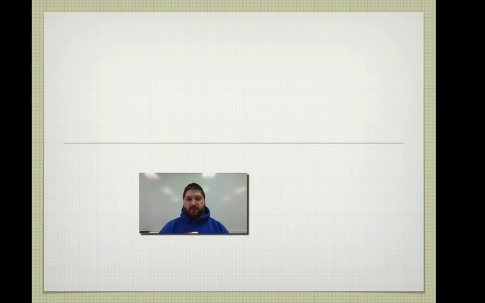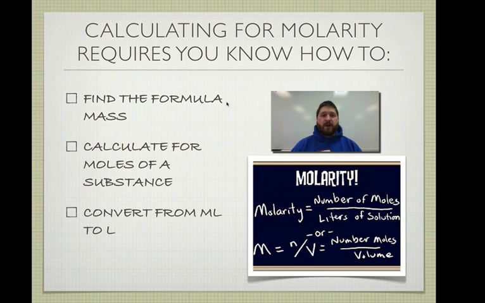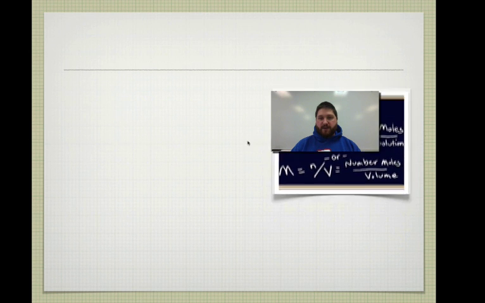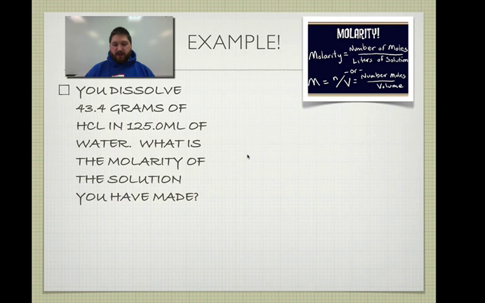So let's do an example problem together. In order to calculate these, you're going to have to be able to do these 3 things. Find formula mass, calculate for moles of a substance, and convert from milliliters to liters, like I just suggested. On the next page, we will go through an example problem together.